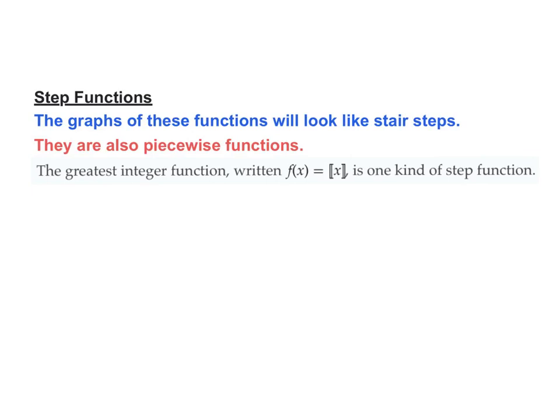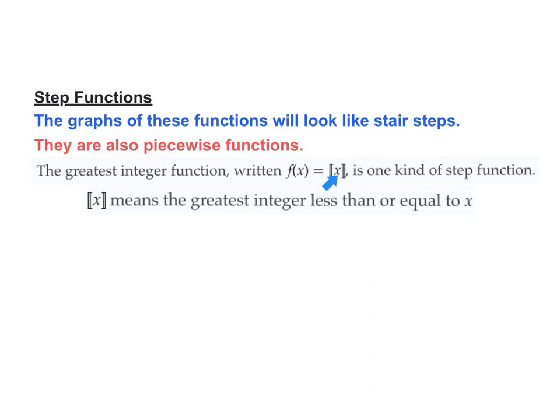The greatest integer function converts any value that's in here into an integer. And here's how it does it. It's the greatest integer less than or equal to that value. So it never makes the number bigger. It will only take the value in here and keep it the same or make it smaller.